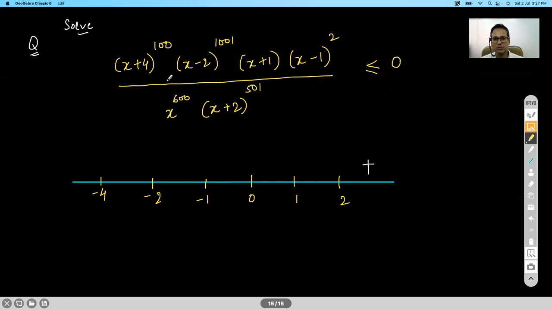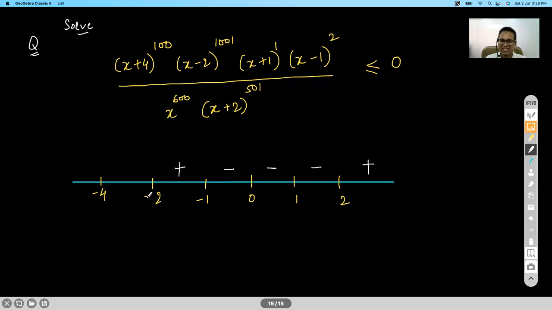So the first number that we see is 2. 2 is coming from x minus 2, which has got an odd power. Odd means switch. So plus will become minus. Yes or no? Next, 1. 1 has come from x minus 1. x minus 1 has got even power, so there will be a retention of sign, so minus will remain minus, correct? Then 0 comes from x to the power 600. 600 is even power. Even means again retention, so minus will remain minus, correct? Minus 1 comes from x plus 1. x plus 1 has got odd power, so if nothing is there, the power is 1. So in that case, there will be a switching of sign.